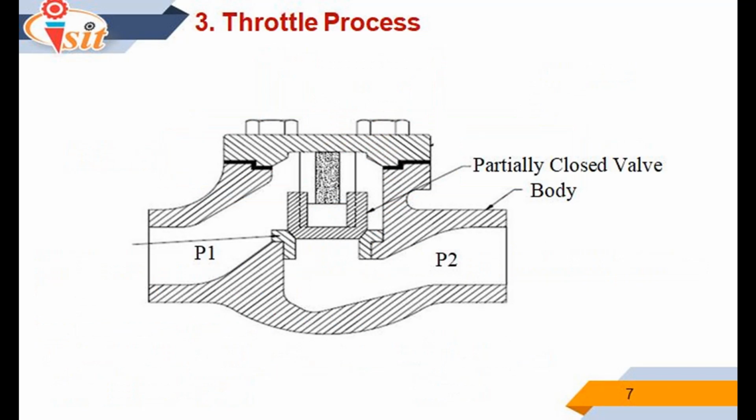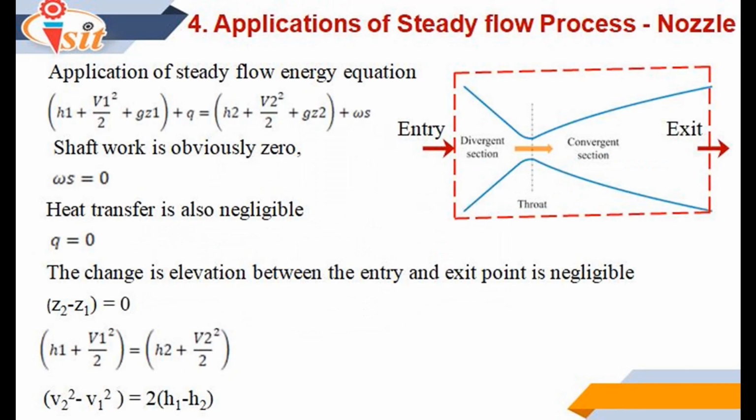As the figure shows, one typical example of the throttling process is when fluid passes in a pipeline through a partially open valve. Throttling is an irreversible process. Actually, throttling degrades the energy, which is dissipated in useless turbulence. The next important application of the steady flow energy equation is the nozzle. The nozzle is a contrivance to increase the kinetic energy of the flowing substance at the cost of pressure drop.